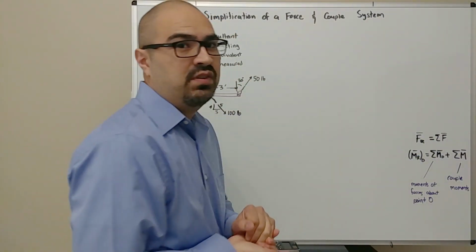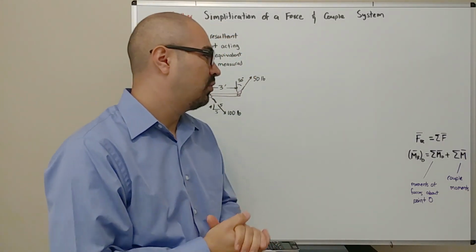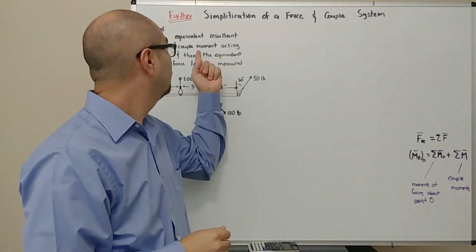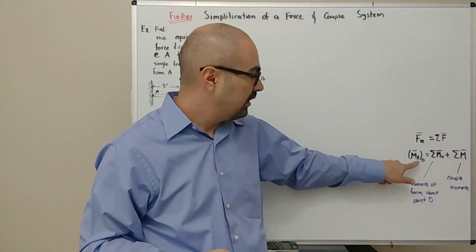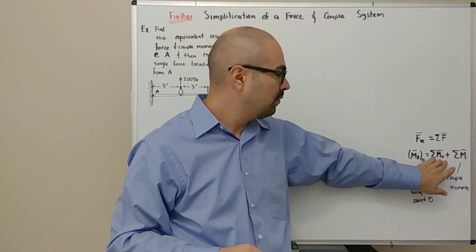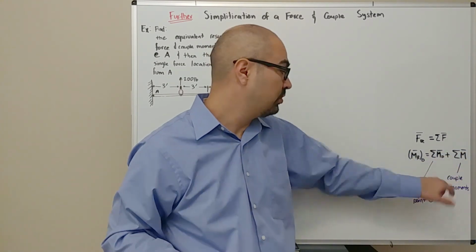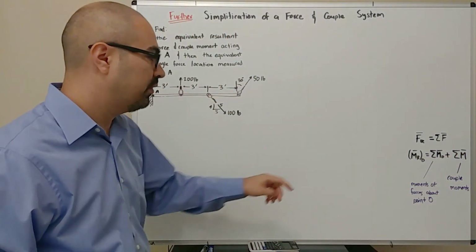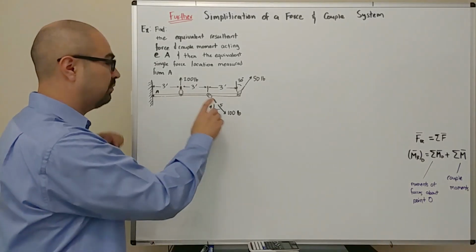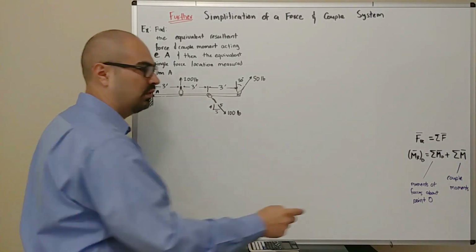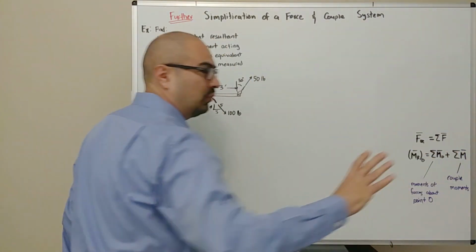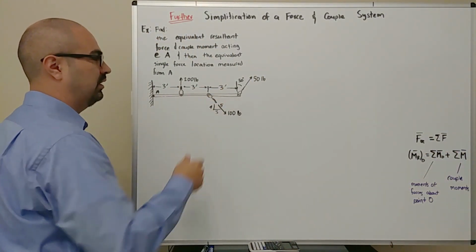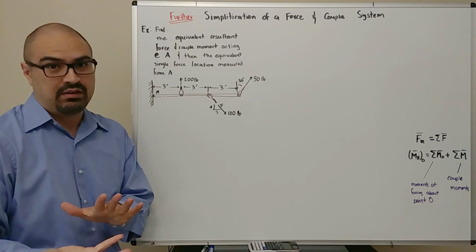If you remember, for this type of problem, we have two basic equations. First, the resultant force is just going to be the sum of all the forces. And to calculate the resultant couple moment, we have to worry about the summation of two terms. The first one is the sum of the moments of any force that does not pass through the point of interest. And then we add any couples that are present in the problem.